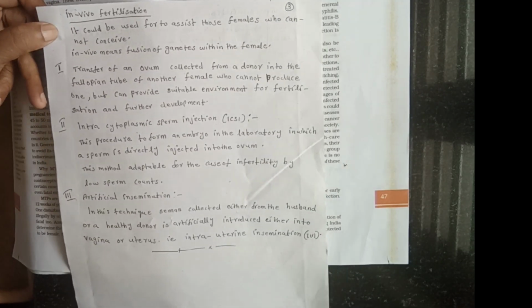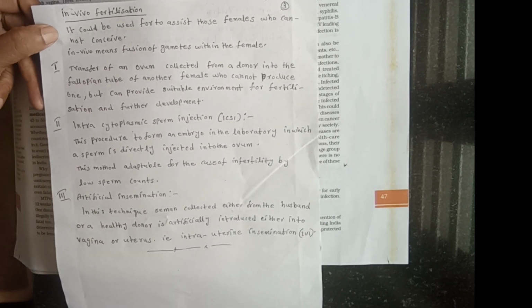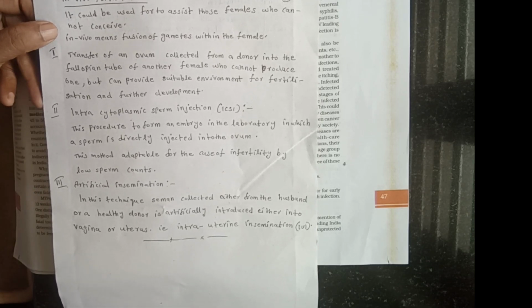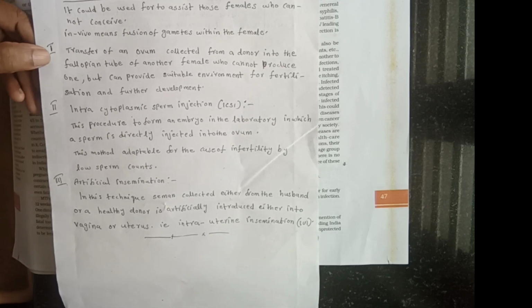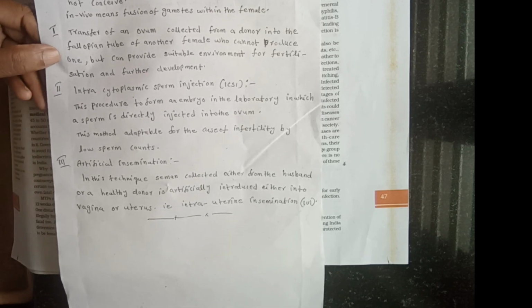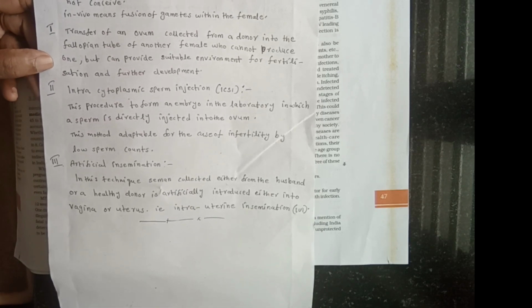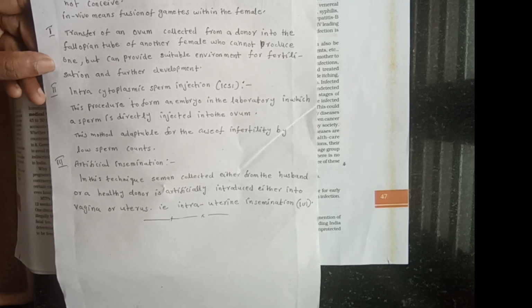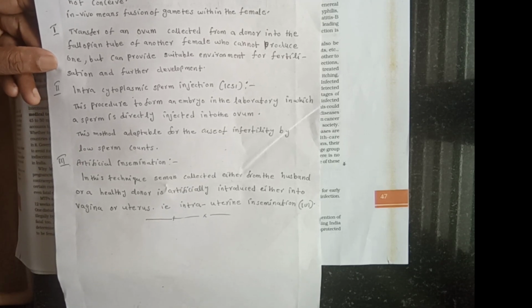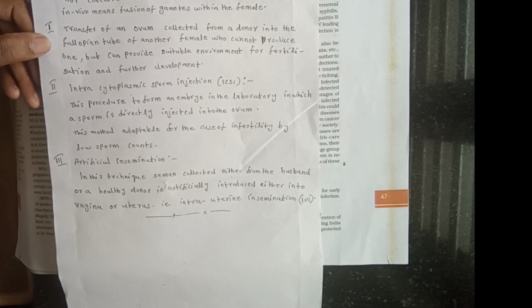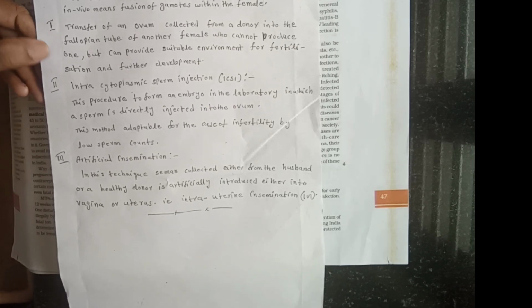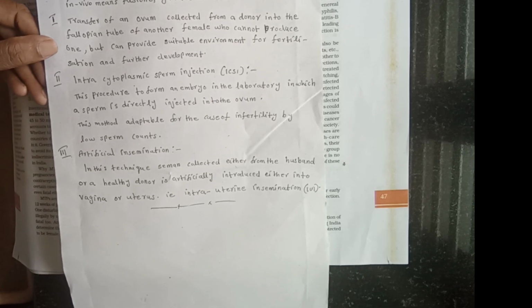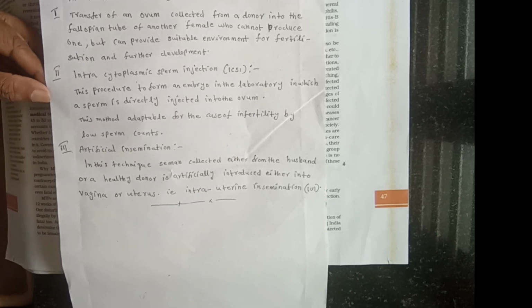Next, in vivo fertilization. It could be used to assist those females who cannot conceive. In vivo means fusion of gametes within the female body. There are 3 steps. First, transfer of an ovum collected from a donor into the fallopian tube of another female who cannot produce one, but can provide a suitable environment for fertilization and further development.